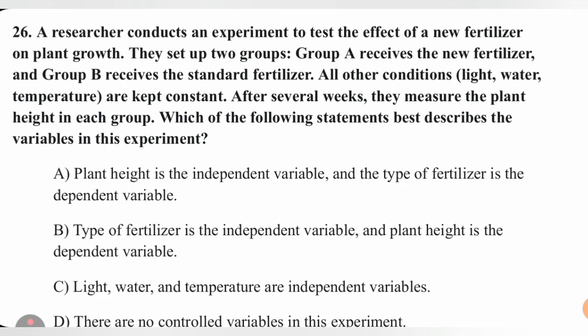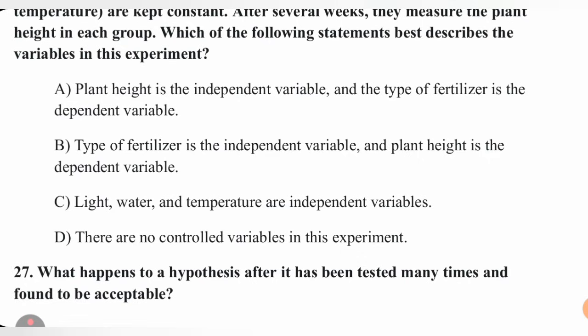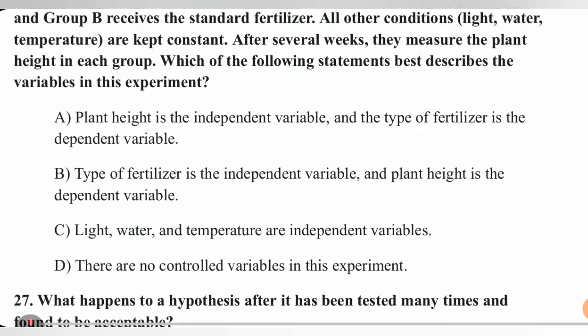Which of the following statements best describes the variables in an experiment? A. Plant height is the independent variable and the type of fertilizer is the dependent variable. B. Type of fertilizer is the independent variable and the plant height is the dependent variable. C. Light, water, and the temperature are independent variables. D. There are no control variables in the experiment.